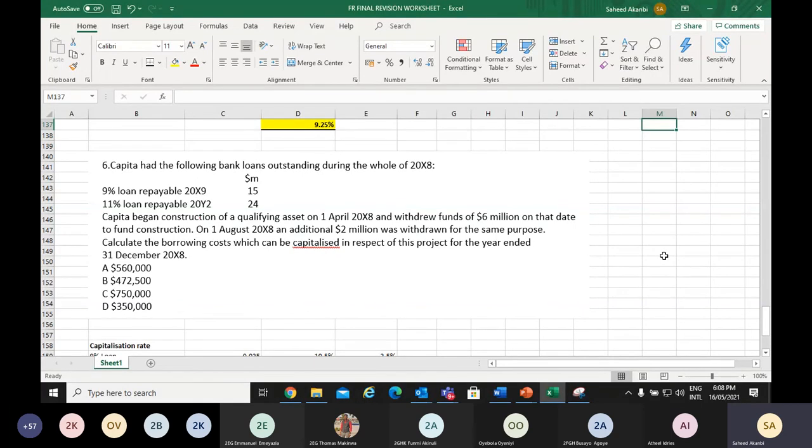Look at how many borrowings am I having here? 2 borrowings. And what do I need? I need the weighted average cost of borrowing. In most cases, examiner will not give you EIR when the borrowing is more than one source. But when the borrowing is exactly one, examiner can give you EIR, and they can also give you a question without EIR. But when the examiner gives you a question with EIR, please use EIR. And that's the principle.